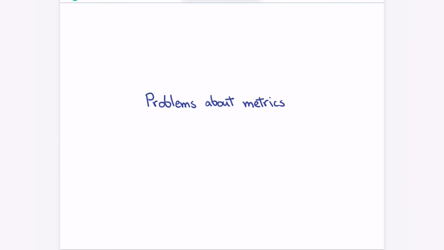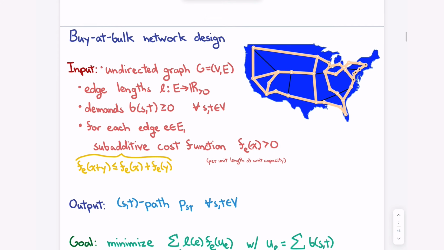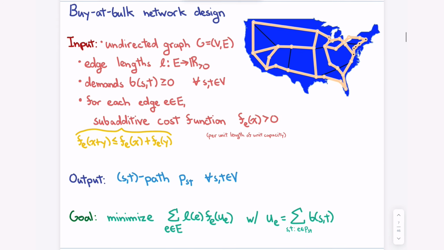I put together some problems about metrics just to highlight how important the ensuing technique will be. So, for example, something like buy-at-bulk network design. Let me read this because I haven't read it in a while. This is a problem that actually came up a lot when Bell Labs was trying to figure out where to put cables.